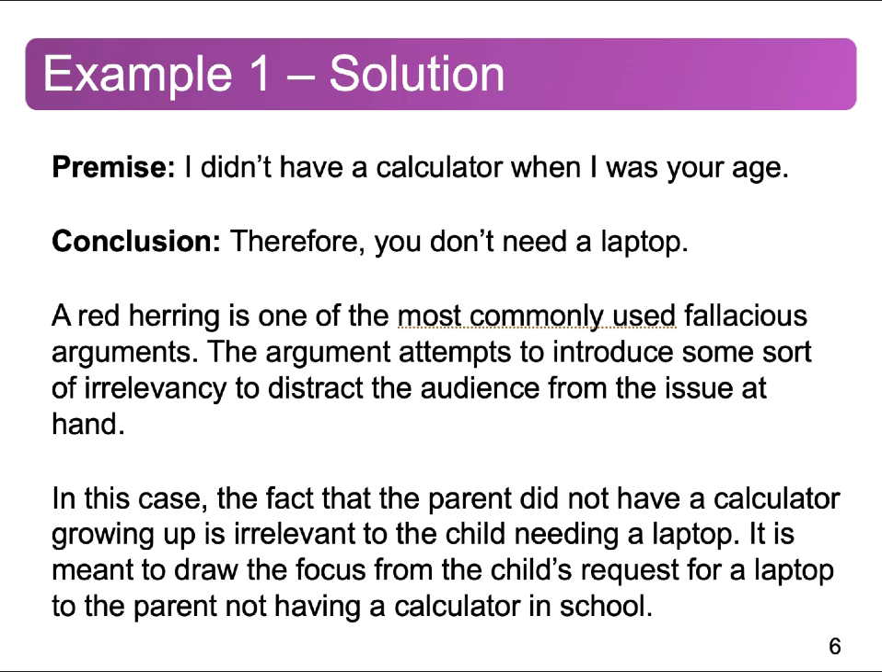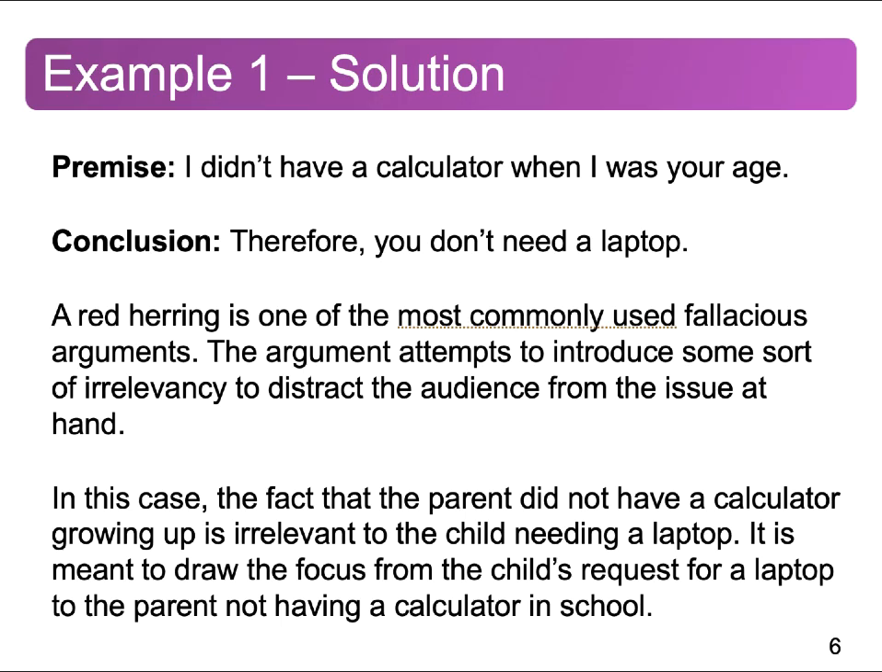What happens in a red herring is that you attempt to introduce some sort of irrelevant part of the argument to distract the audience from the issue that's actually at hand. In this case, the fact that the parent did not have a calculator growing up really is irrelevant to the child needing a laptop. Education today is different than the education would have been 20 or 30 years ago. But in this argument, this premise is being used to try to draw the focus from the child's request to a laptop, or from needing a laptop, to the parent not having a calculator in school.